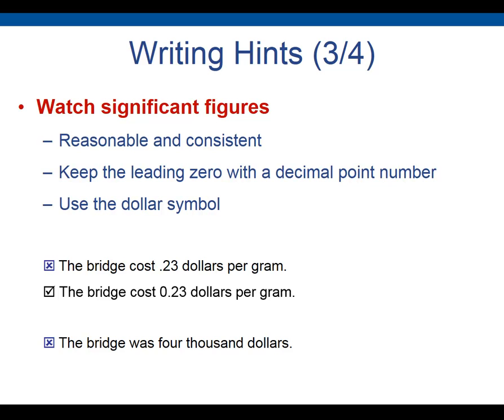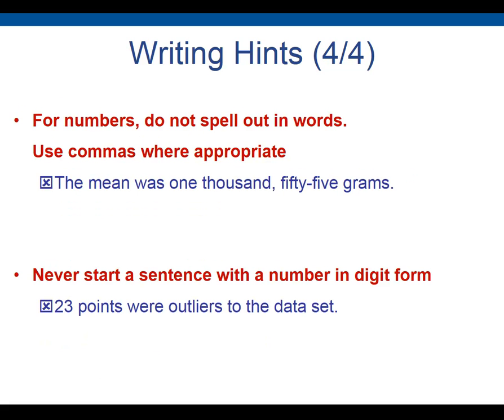And use the dollar symbol. If there are dollars, why not use the symbol? For example, the second sentence: the bridge was four thousand dollars. How can you change this sentence? The bridge was $4,000. And the other one is for numbers. Do not spell out, use the number. The mean was one thousand fifty-five grams. It makes it very long. Make it shorter: the mean was 1,055 grams.